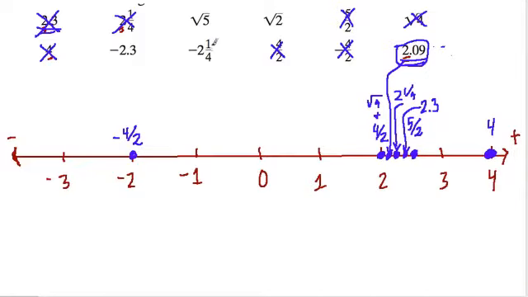Moving on, we have the square root of 5 and the square root of 2, which we'll come back to last. Negative 2.3. Well, here's negative 2, so negative 2.3 should be about here. And negative 2 1/4 is negative 2.25. It's between negative 2 and negative 2.3. About here, pretty close to negative 2.3.